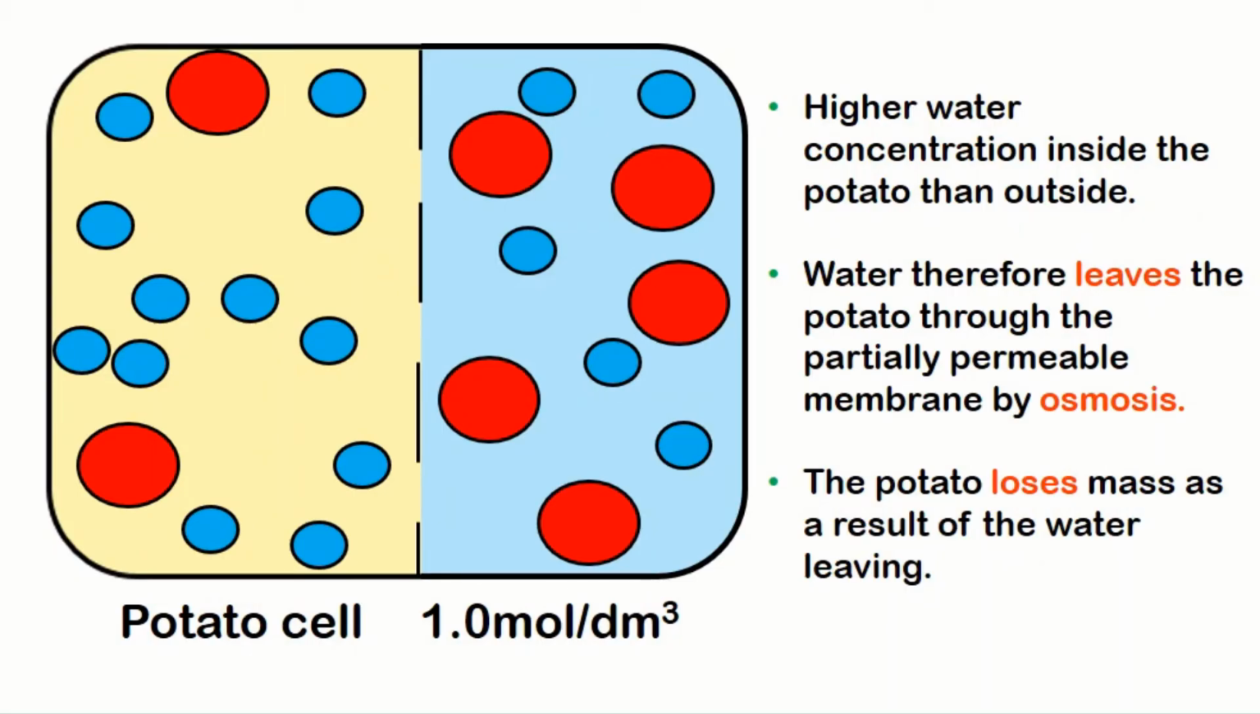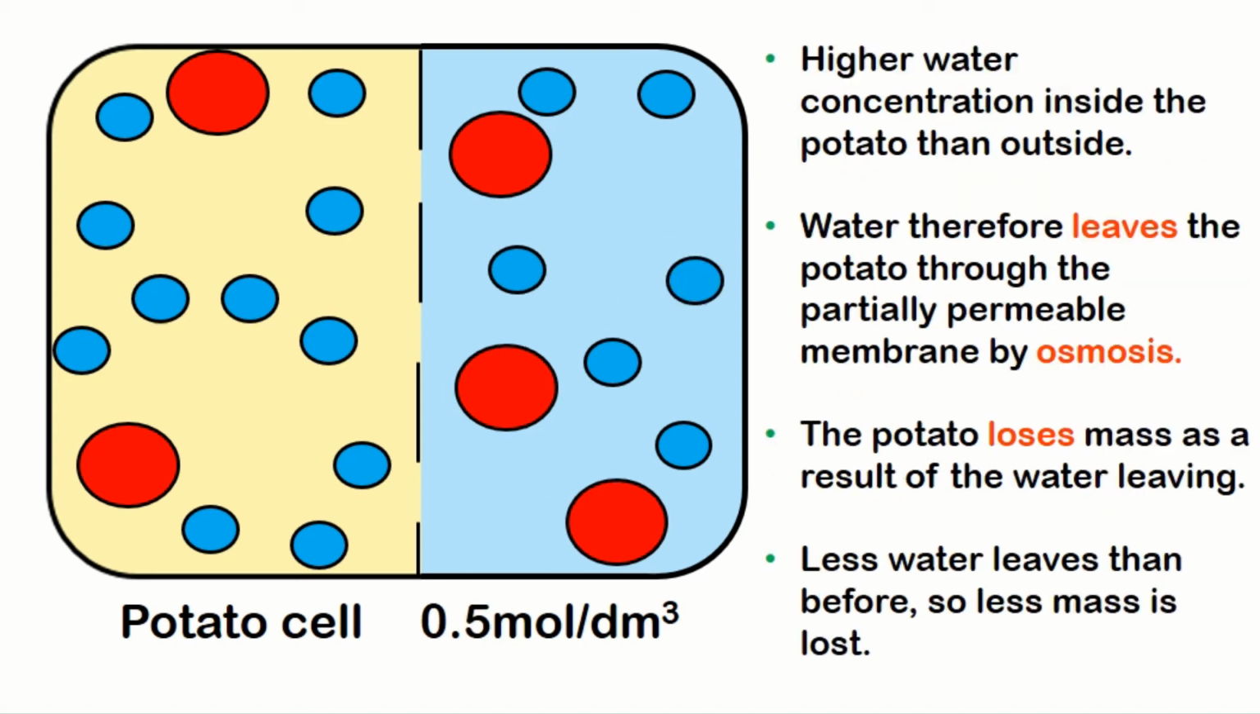So why is that? If you take a look here, we've got a potato and then the blue background is the beaker, and there's a higher water concentration inside the potato than outside. So the water is going to leave the potato to the lower water concentration through that membrane, and as a result, the potato is going to lose mass because water has left it.